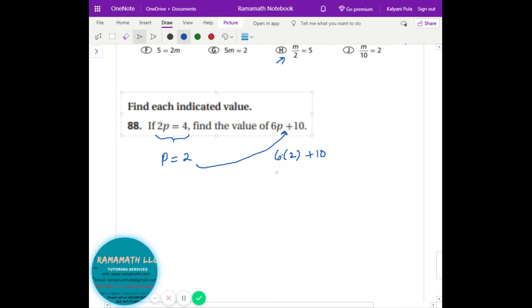Times, because we learned already the PEMDAS rules. So 6 times 2 is 12 plus 10, that's 22. 24? Oh, 22. 22, yep, that's it.